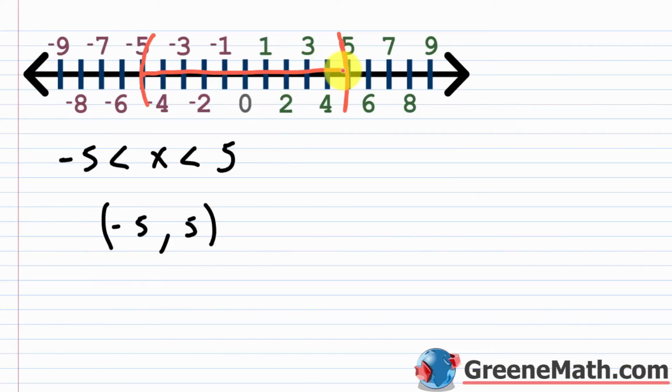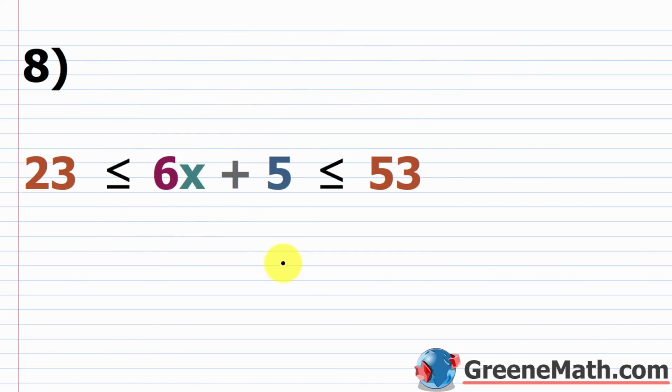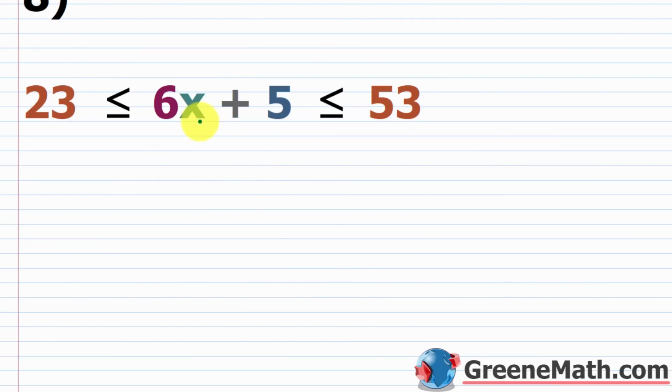And again, those two values, negative 5 and positive 5, those are not included. All right, let's look at problem number 8. So we have here that 6x plus 5 is greater than or equal to 23 and less than or equal to 53. All right, so what I want to do again is isolate x in the middle.